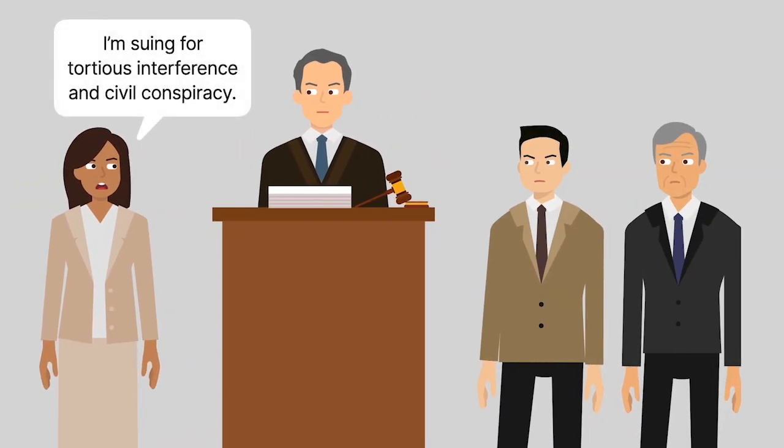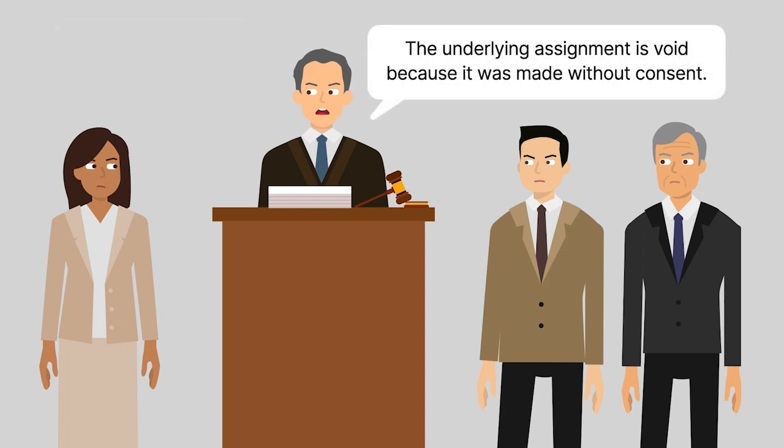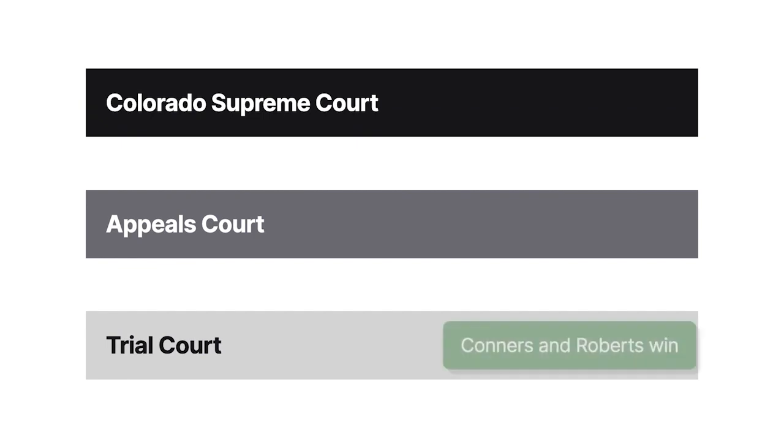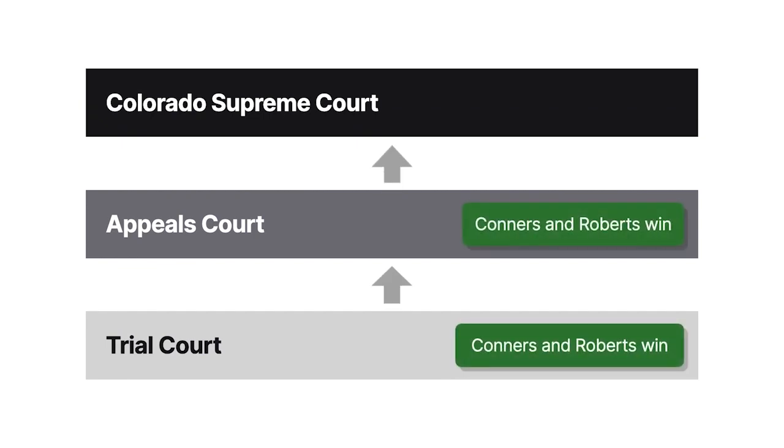Condo sued Connors and Roberts, claiming tortious interference and civil conspiracy, but the trial court determined that the underlying assignment was void because Banner made it without consent. The court granted summary judgment to Connors and Roberts. The appeals court affirmed. The Colorado Supreme Court granted cert.